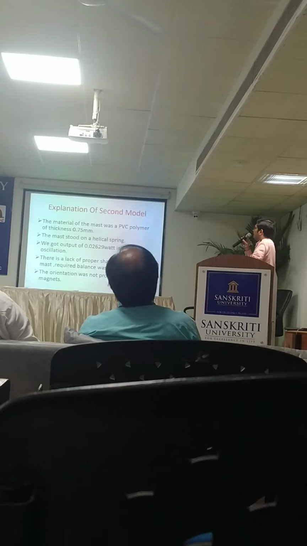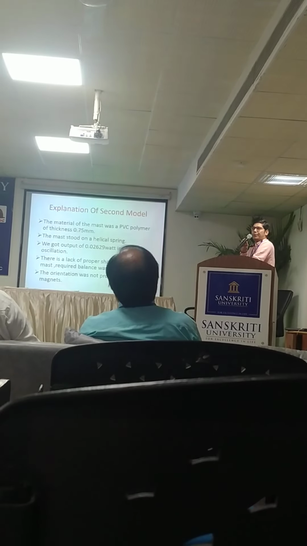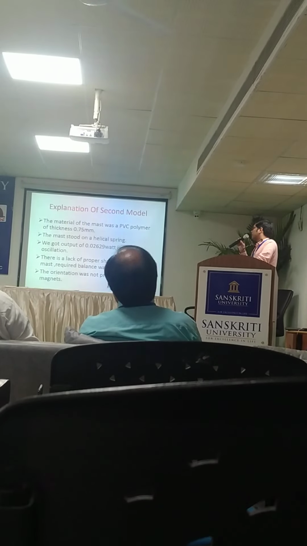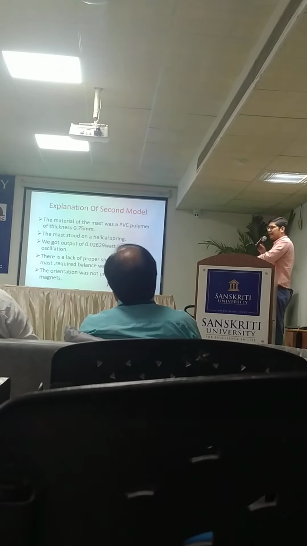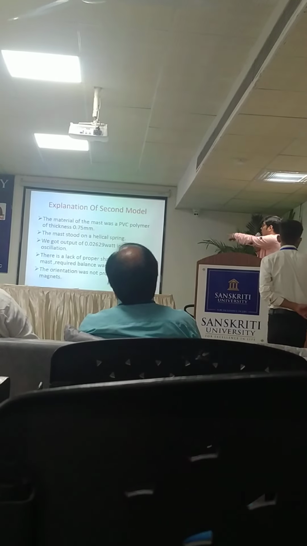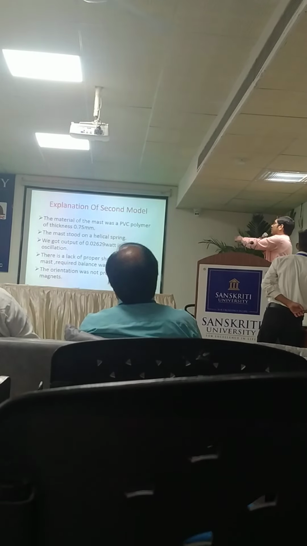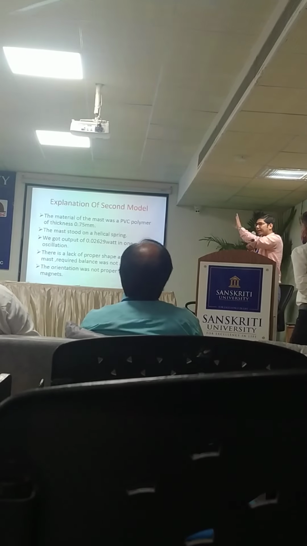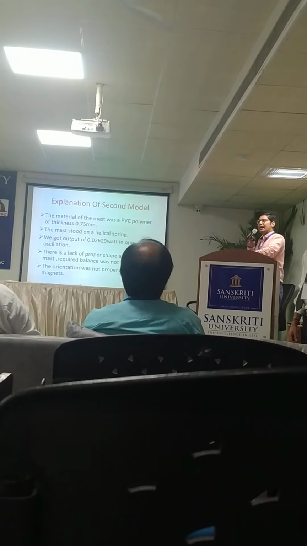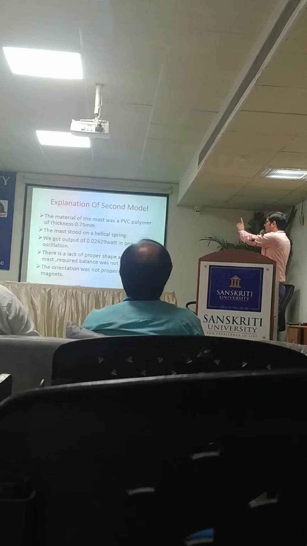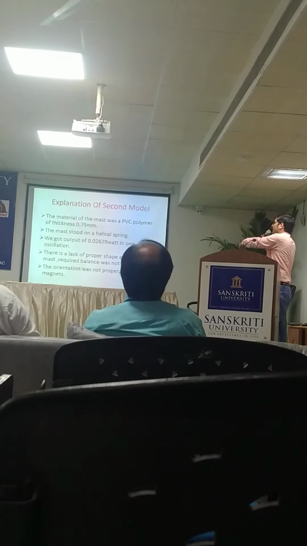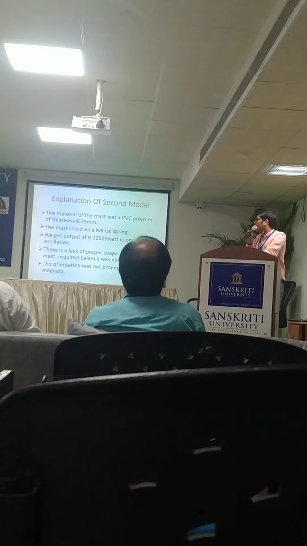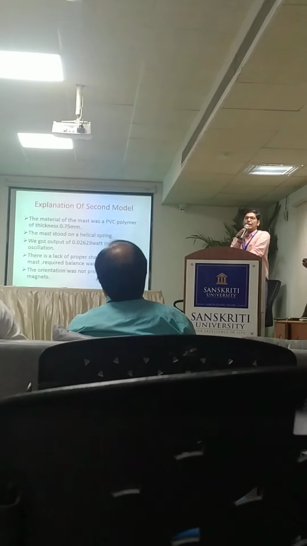Now the second model. In this case, the material of the mast was PVC, polyvinyl chloride polymer, of thickness 0.75. Again, the mast stood on a helical spring, and in this case, we got an output of 0.2629 watt in one oscillation. This is the mathematical part. I have already shown it in the report that I have submitted. And there was also a drawback. There is a lack of proper shape and size of the mast required. Due to this, the required balance was not achieved, and the orientation was not proper for the coil and magnet.